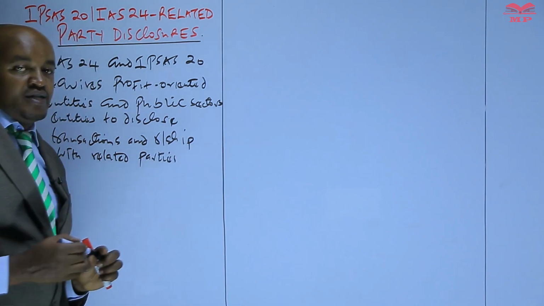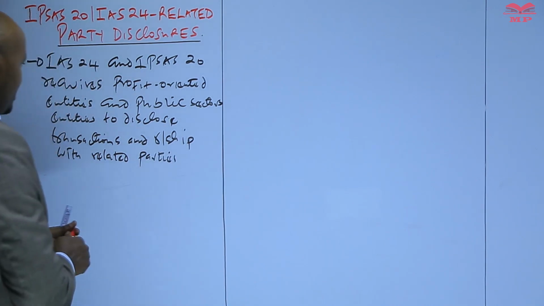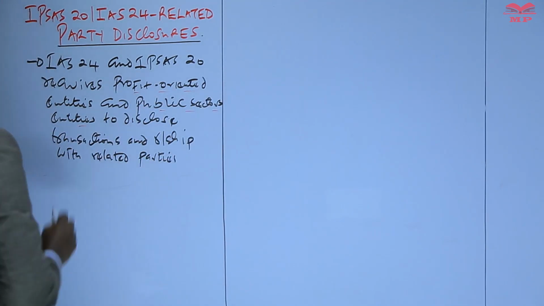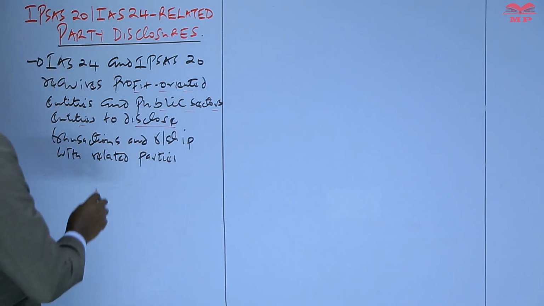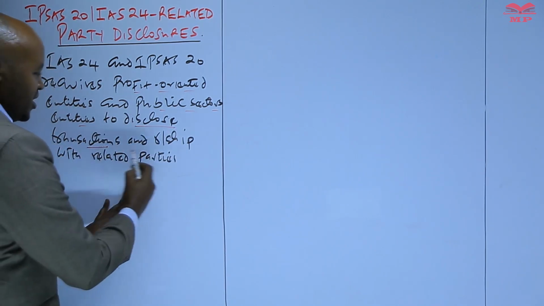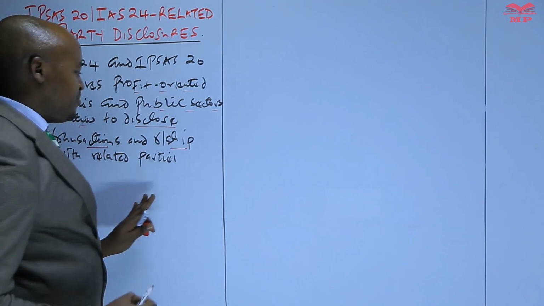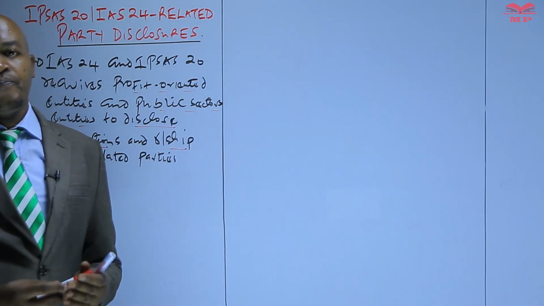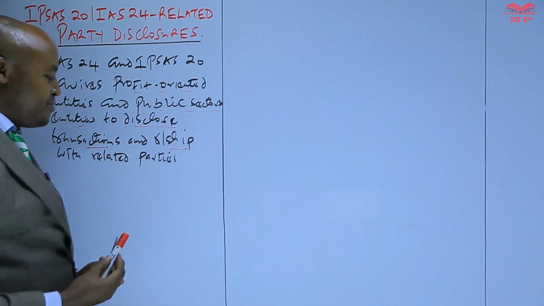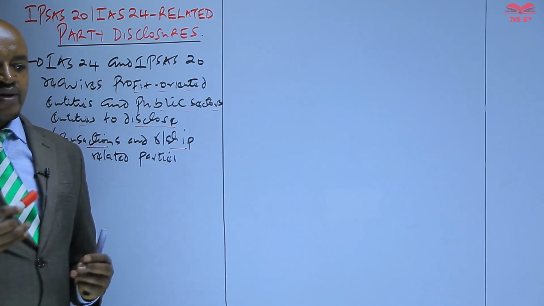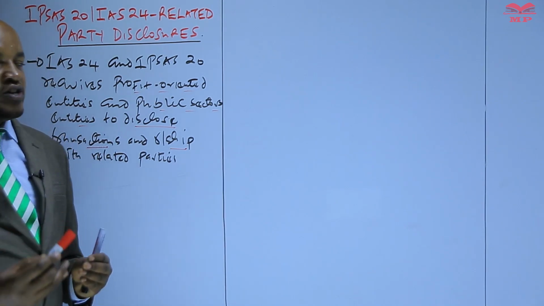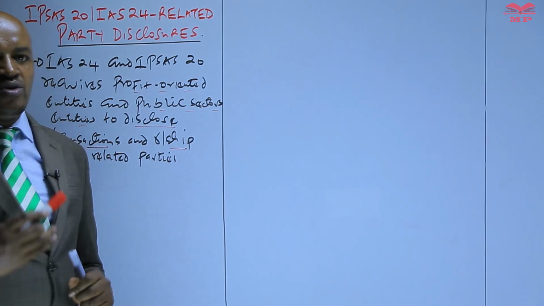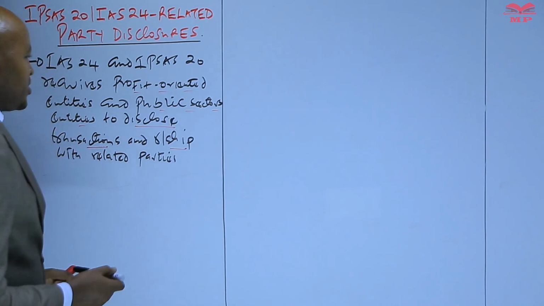So basically what that means is that any entity, be it a profit-oriented entity or be it a public sector entity, is required to disclose transactions with the related parties and also a relationship with related parties. And this particular disclosure is important to help the users of the financial statements to understand the potential effect, the potential impact of the related party transactions and the relationship on the performance and also the position of the entity.